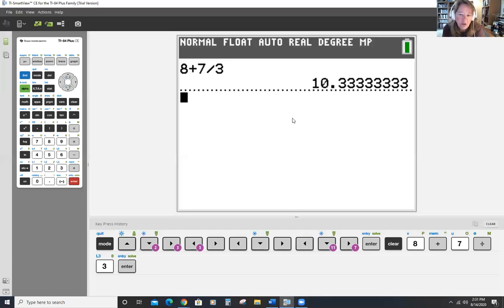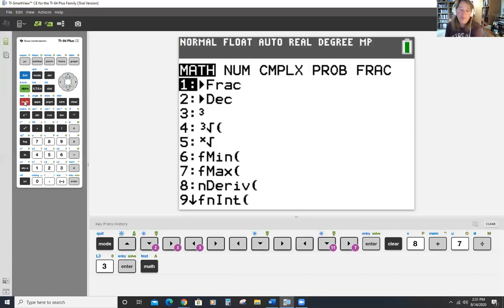If your answer shows up as a decimal and you wanted it as something else, you're going to go to this math key. Do you see it says MATH on that key? Since it's on the key, we don't have to use the second button or the alpha button. We can just hit it, and it's going to pull up a menu.